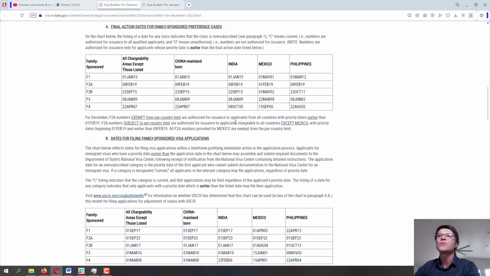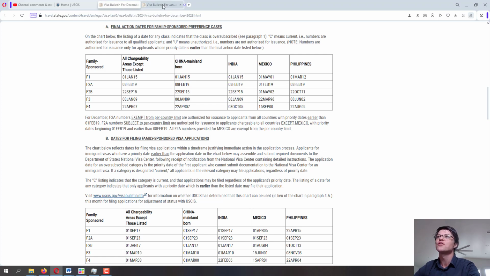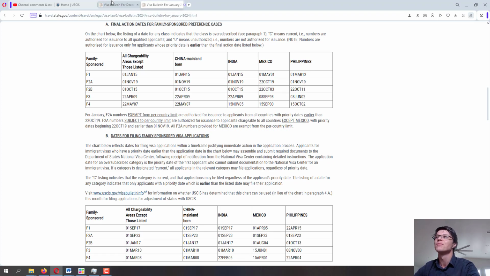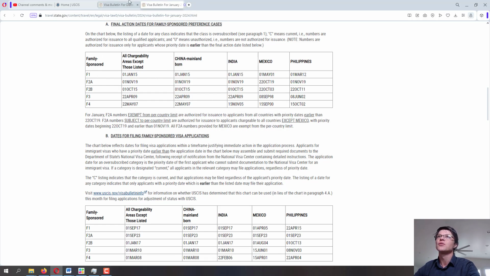Okay, so let's start with F1. F1 is sons and daughters of US citizens who are over 21. As you can see, for December 2023, it was showing January 15. For January 2024, it is still January 15 for China. It is January 15 for India, January 15 for Mexico, May 2001, and Philippines, March 2012. So unfortunately for F1, this is December and this is January, absolutely no changes.